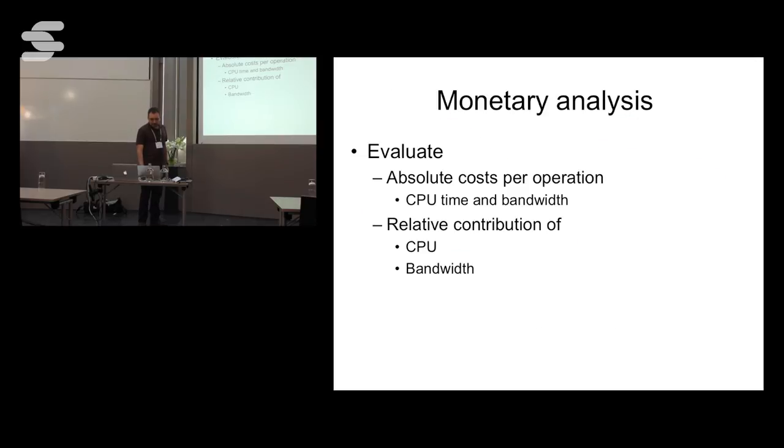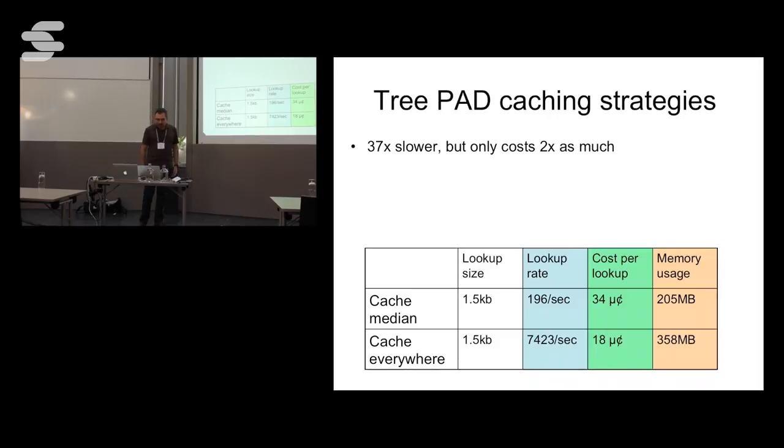We can either look at the absolute costs of each operation, or we can just look at ratios. So here's a fun thing. Here's my cache median and cache everywhere strategy. Remember, this one was hugely faster, but it's only twice the price. So even though I'm doing a lot more CPU, I'm saving memory, and in return, I'm paying about 2x the cost per query. Here, I've got twice the memory, and even though I was radically faster, I'm only paying about half the price. So it's really interesting that even though the performance numbers are radically different, the cost numbers, not so much. So dollars are a really interesting unit for algorithm design. I highly recommend that.